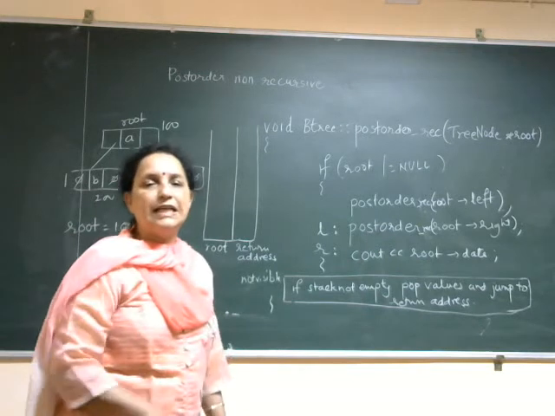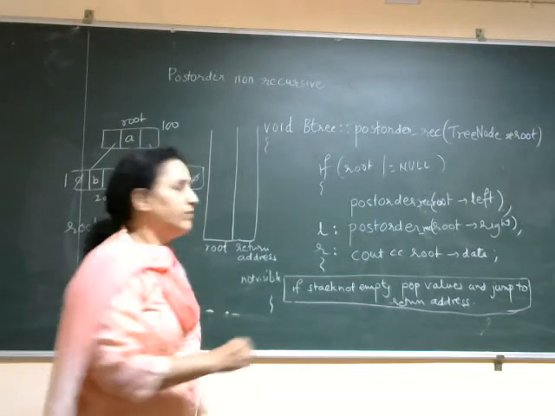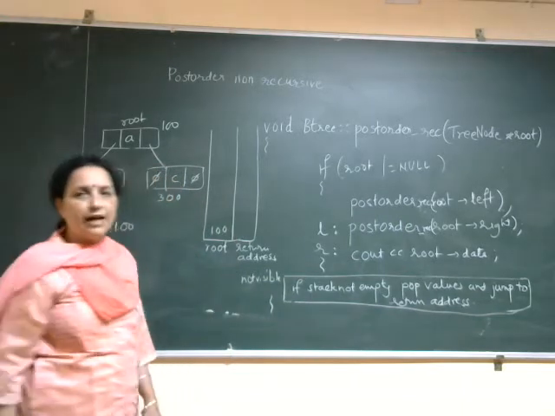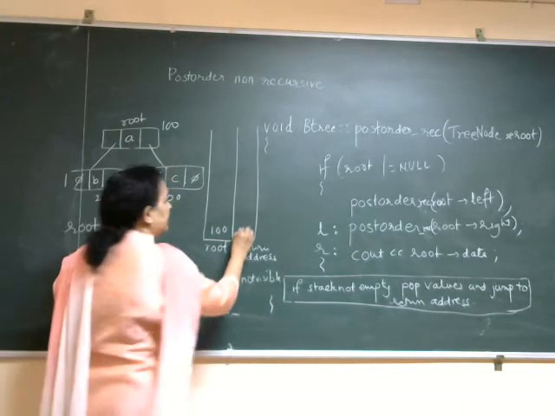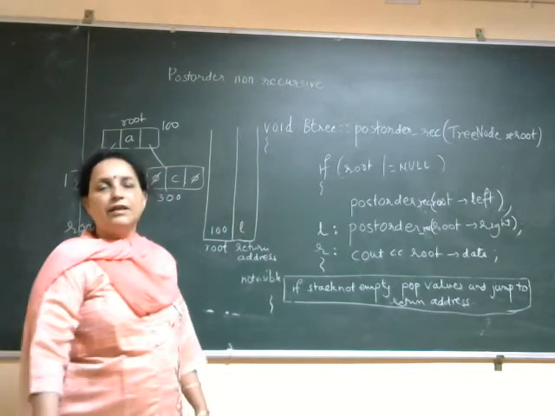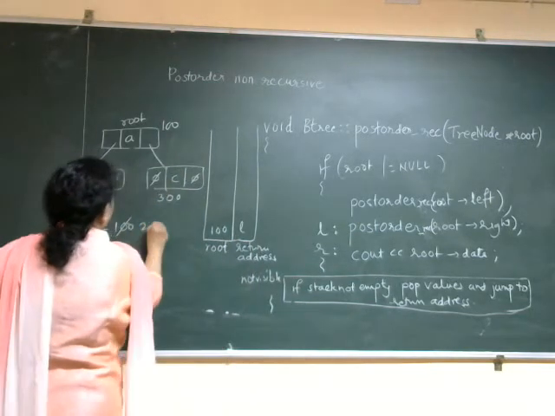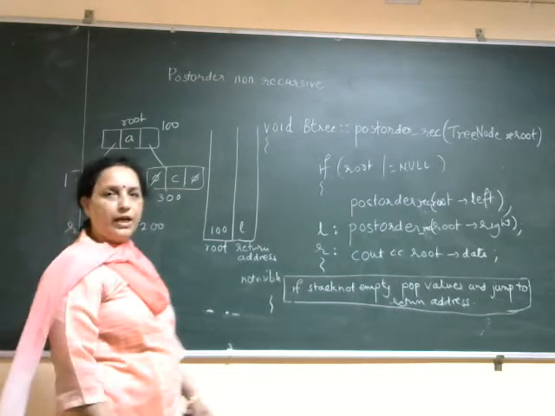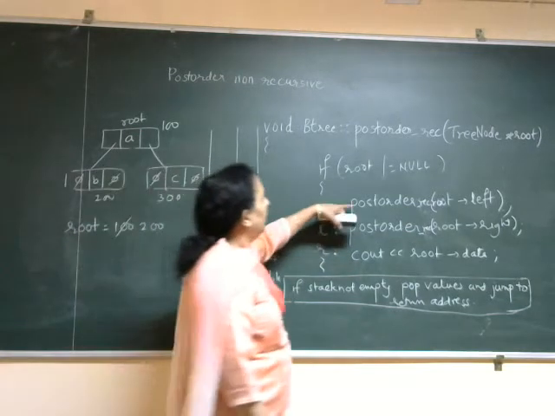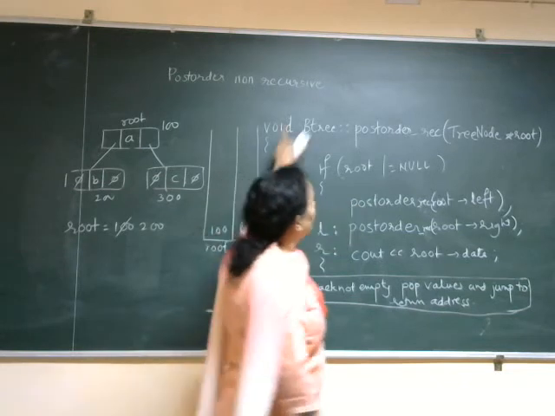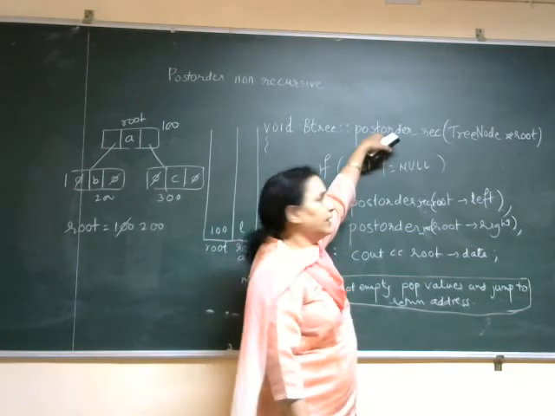But before changing that, I should put the previous value inside stack. That is 100, I will put inside stack. And what is the return address? That is N. Next, I will change. Now my root will be 200. Okay. Now this call, I am calling this function again. So I am coming back to starting statement.